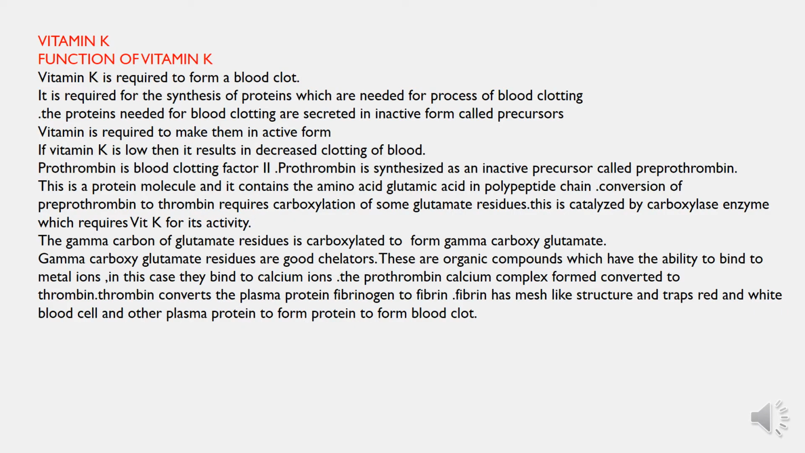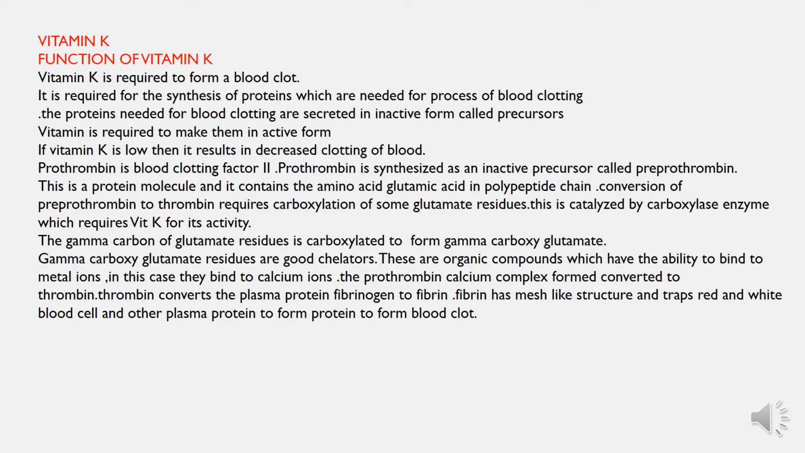So vitamin K, what are the functions of vitamin K? Vitamin K is required to form a blood clot. It is required for the synthesis of proteins which are needed for the process of blood clotting. The proteins needed for blood clotting are secreted in an inactive form called precursors. Vitamin K is required to make them active. If vitamin K is low, it results in decreased clotting of the blood.